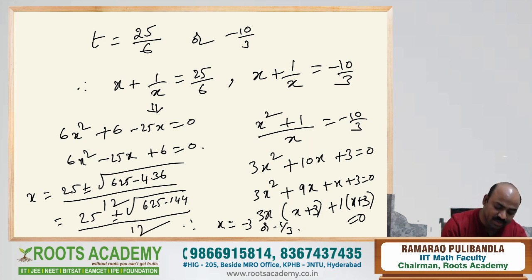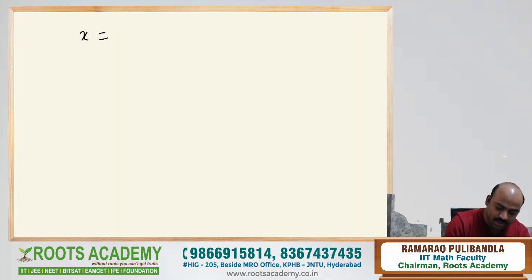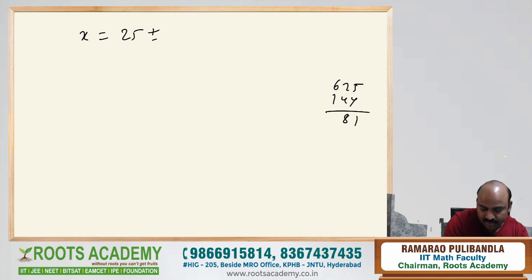So x is nothing but here. By putting x values here, it's a lengthy question type of thing, but don't worry. So finally, x is nothing but 25 plus or minus root of 625 minus 144, which is 441, and 12 means 8. So what is 381 says? It's a 481. Sorry. It's a 481.